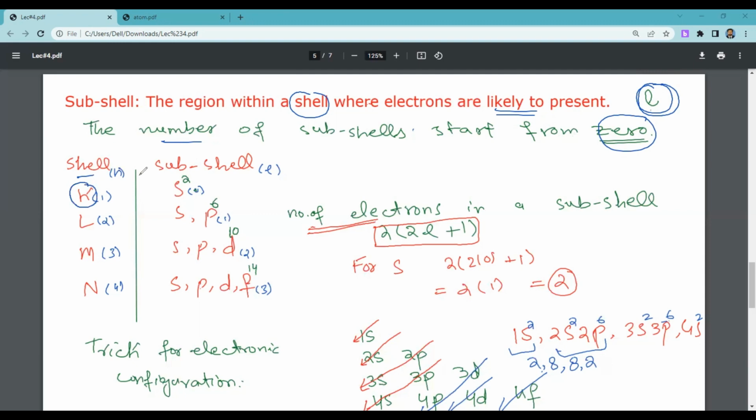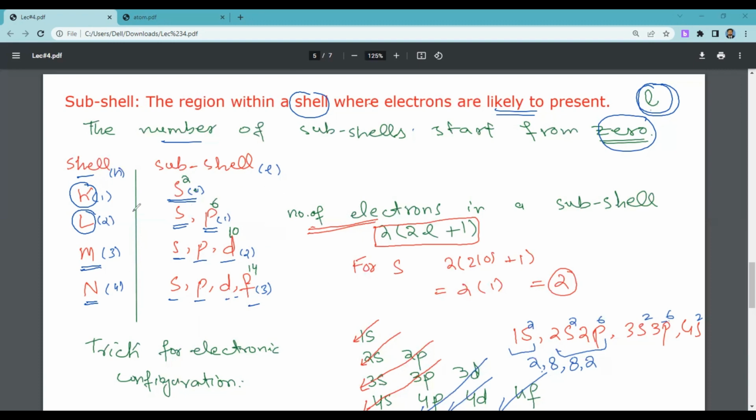The K shell has only one subshell, which is S, because it is the first shell and the lowest energy shell. The second shell, L, has 2 subshells, which are S and P. These are the names of subshells. In the M shell, 3 subshells are present: S, P, and D. In the N shell, 4 subshells are present: S, P, D, and F.